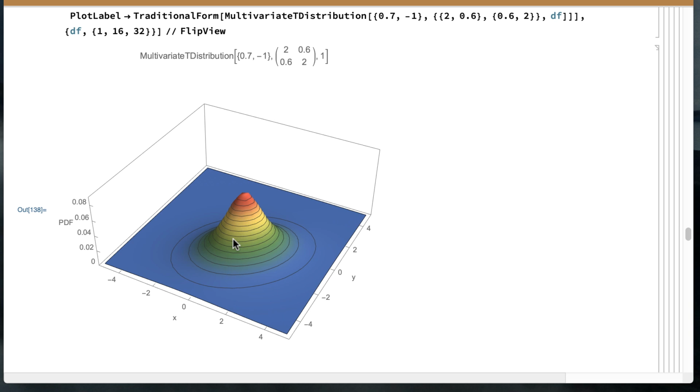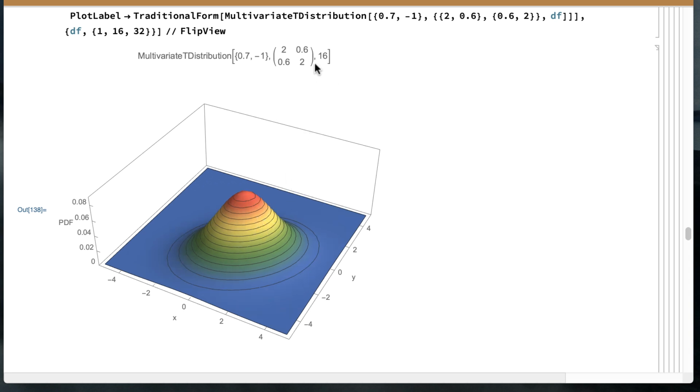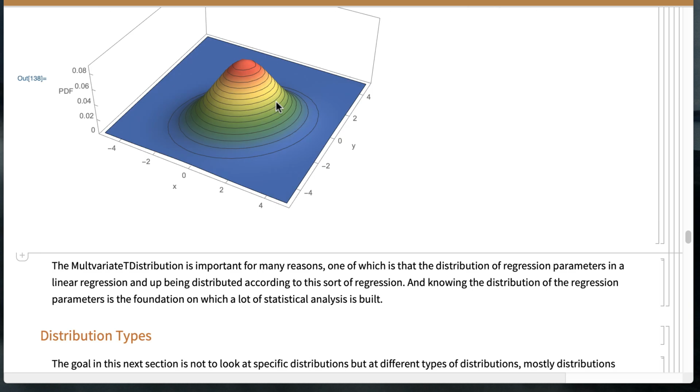Okay, so the multivariate t distribution has a third parameter which the multinormal distribution did not have, and it has the same role as it did in the regular t distribution. It's going to tell you how fat the tails are. So now it's 1. Now it's 16, tails are fatter. Now it's 32, it didn't really get much fatter. So it seems to kind of peter out as you get up to high degrees of freedom.